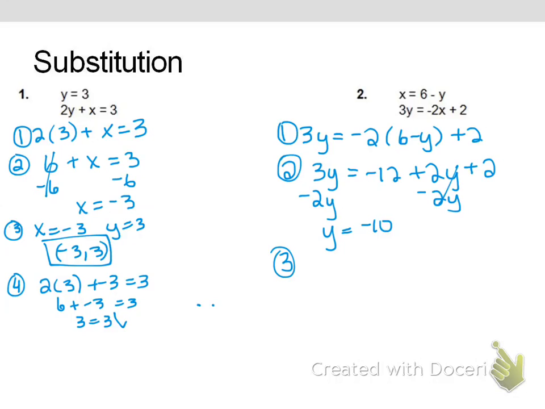So now person 3, tell your group what I'm going to do next. Okay, so now tell your group what I just did. So what was the goal of step 3? I already knew y, but what's the goal of step 3? Getting x. I needed to solve for x. So 6 minus negative 10. What happens with minus minus? Minus turns to positive. So 6 minus negative 10 is 16.